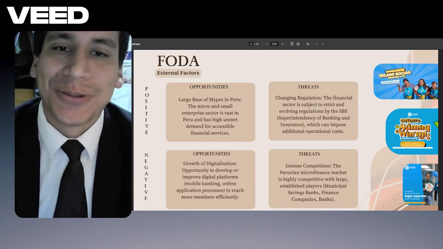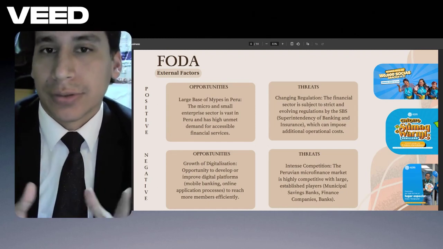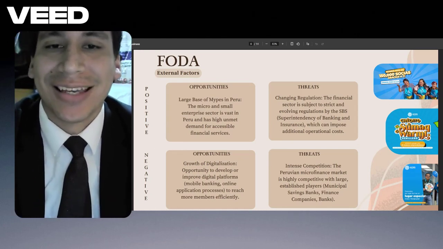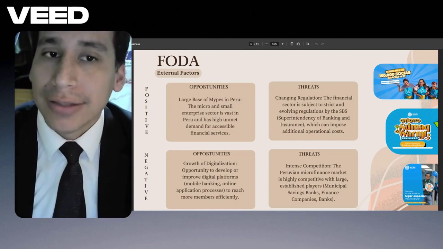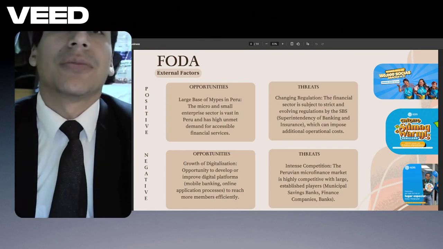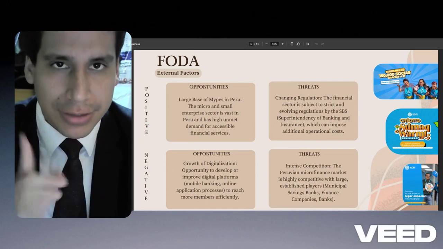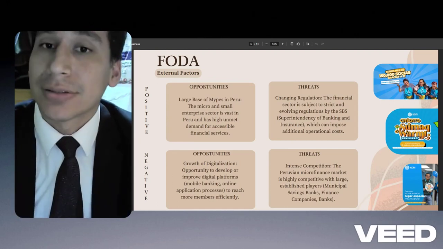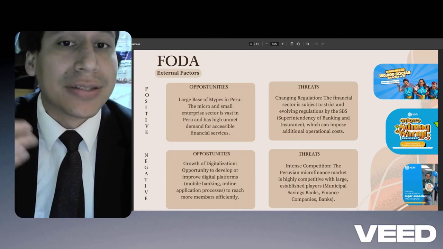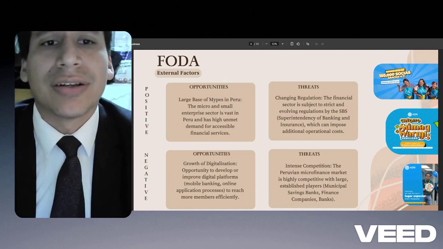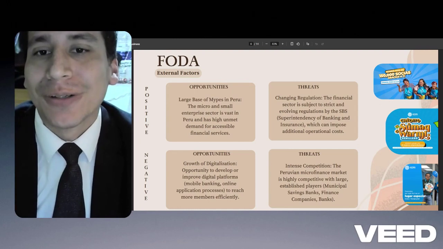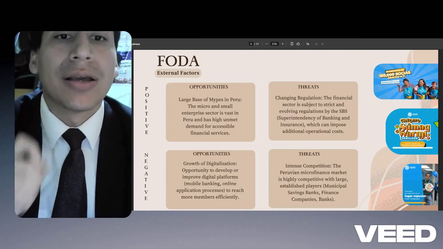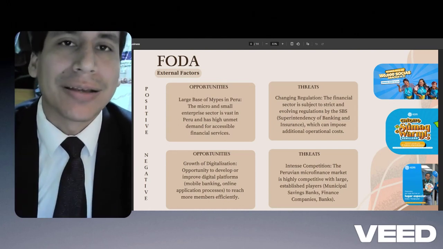My pronunciation is bad, so sorry about that. Okay, so continuing with the SWOT analysis Samira started, let's look at external factors, things that the company cannot control but must respond to. First, the opportunities. There is a huge opportunity because Peru has a massive number of MYPES, small businesses, that need financial support, but the traditional banks usually ignore them. Also, the growth of digitalization is a big change for Kori to reach more people through mobile banking.